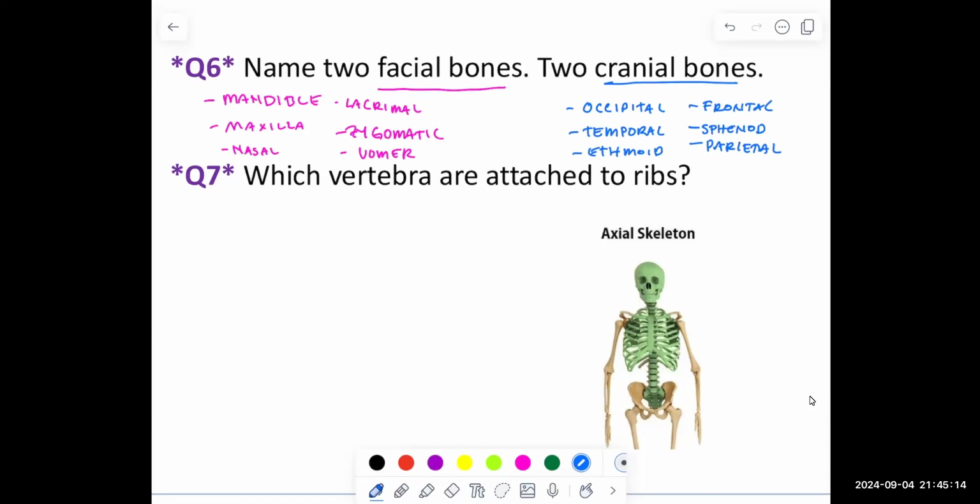Which vertebrae are attached to ribs? Thoracic. And it is important that T1 through T12 all are attached to ribs. They're attached to the right side and left side of their appropriate number.